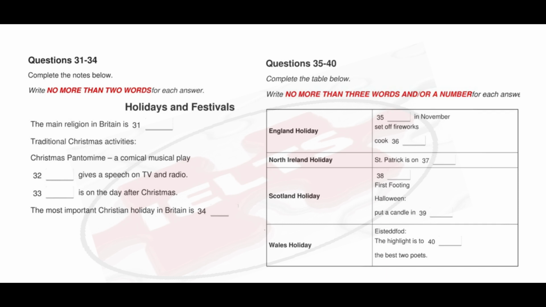First-footers usually bring a bottle of alcohol, a lump of coal, or a peat as a gift and are given a dram of whiskey as their reward.